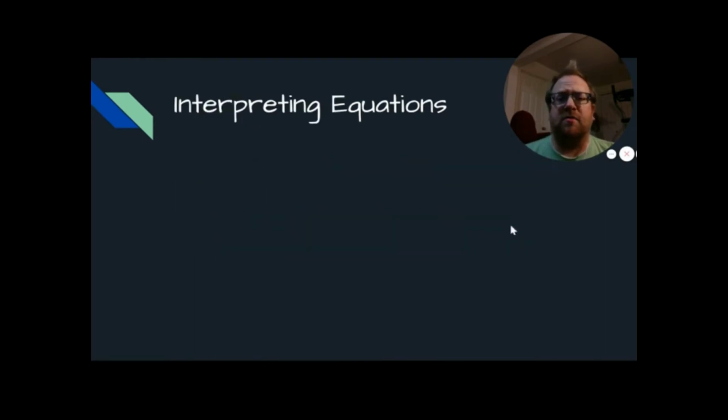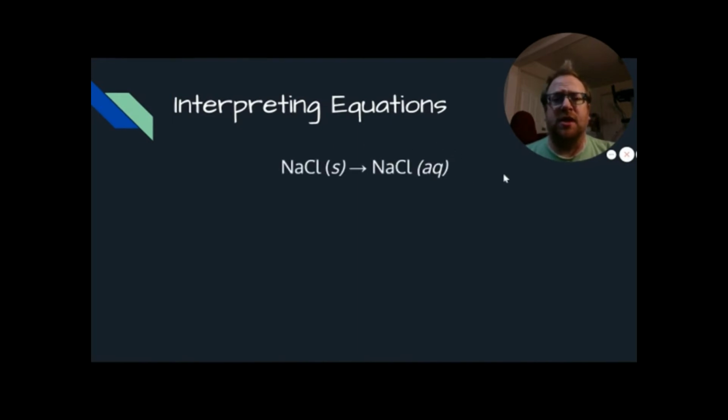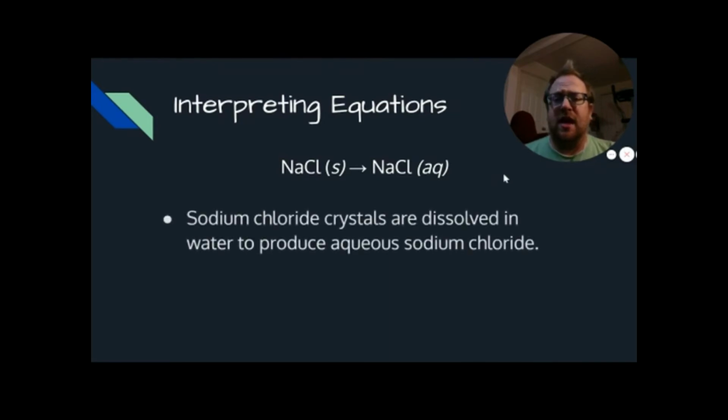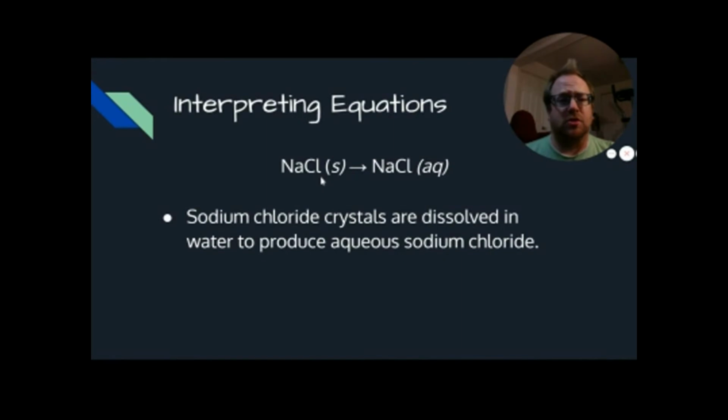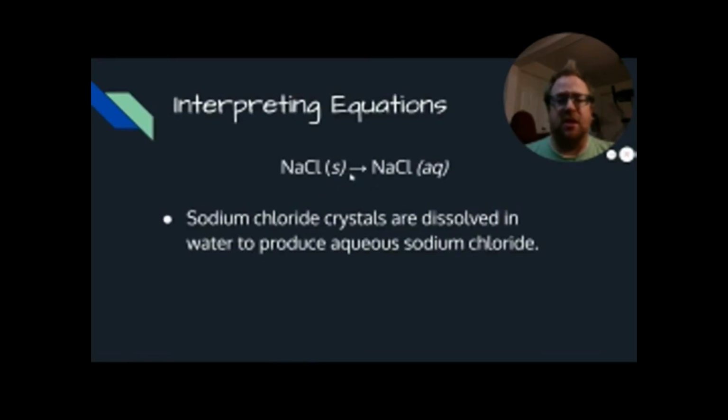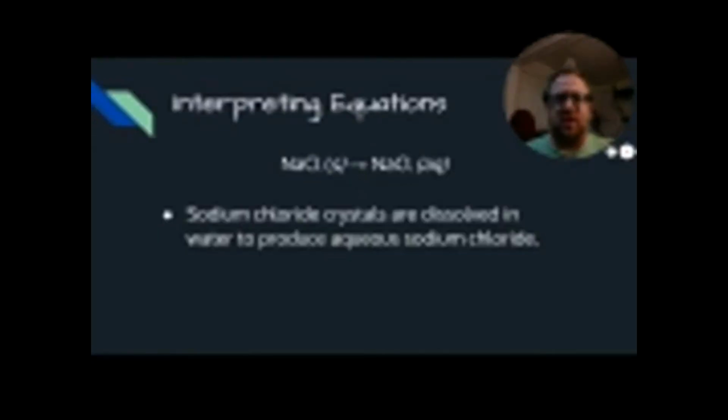Here's another example of interpreting an equation. Here's a chemical equation here. If I were to interpret this, I would say that sodium chloride crystals, or sodium chloride solid, are dissolved in water. I know they're going to be dissolved in water because it's going from solid to aqueous, and I'm going to produce aqueous sodium chloride, or a sodium chloride solution. So that's how I would interpret this chemical equation.